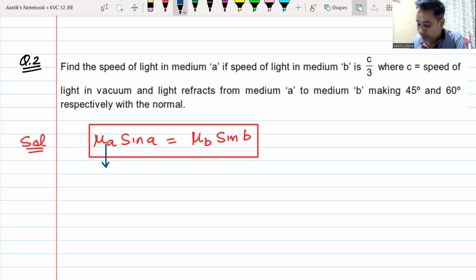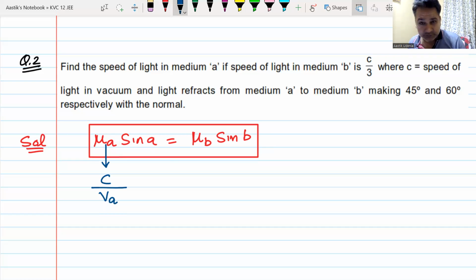I need to put the value of mu A. The value of mu A is not given. Don't worry. I know the formula for mu A. It is the speed of light divided by the speed of light in the medium. Yes or no?